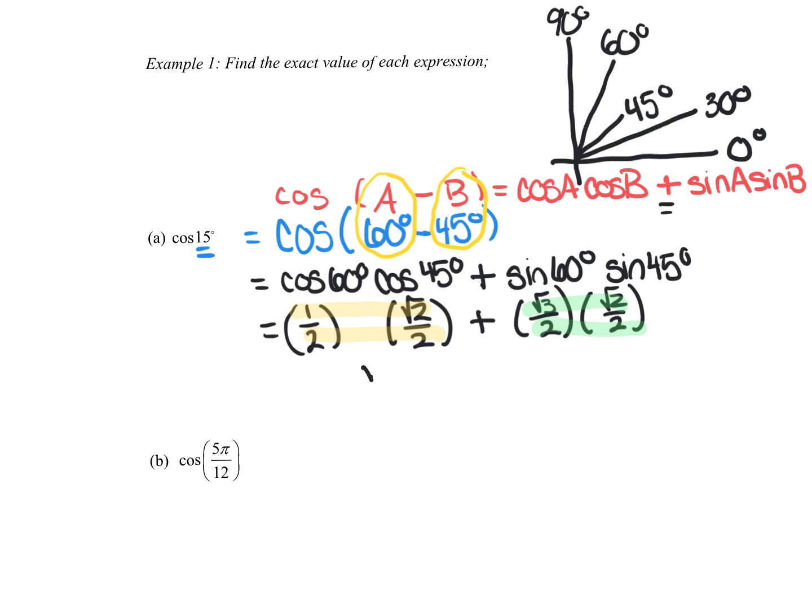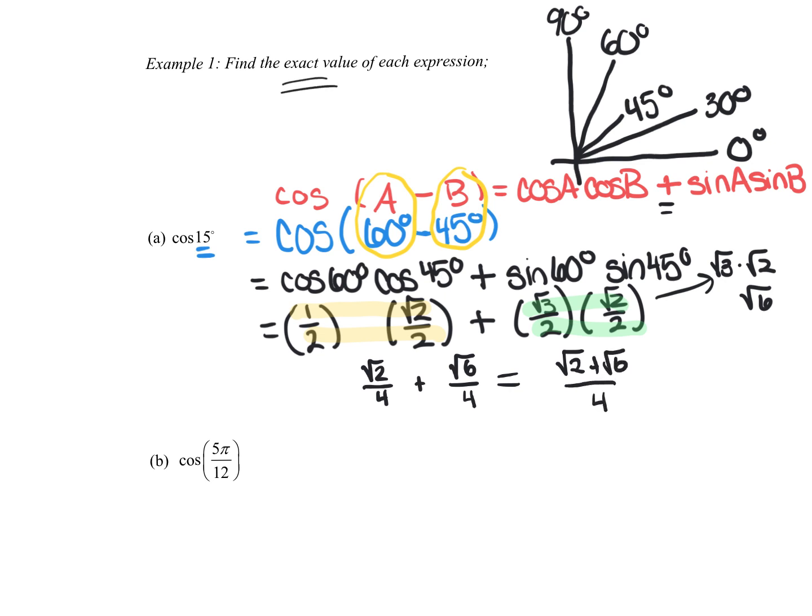So I'm going to multiply straight across, and you're going to get square root of 2 over 4 plus square root of, because the root 3 and root 2 live in the same square root, you can multiply those together and call it square root of 6. Square root of 6 over 4. And then last step, they already have the same denominator, so I write this as one fraction. Root 2 plus root 6 over 4. That is the exact value with no calculator, no rounding, no nothing. This is my final answer.